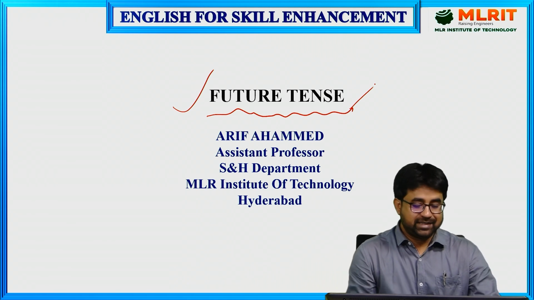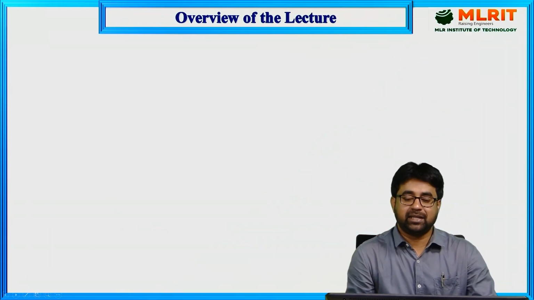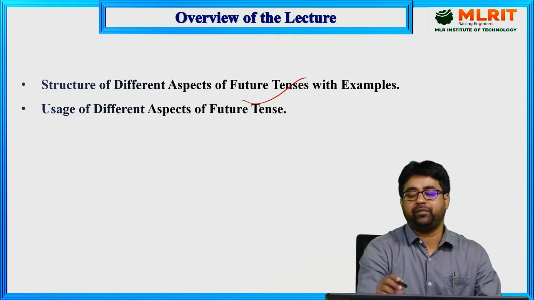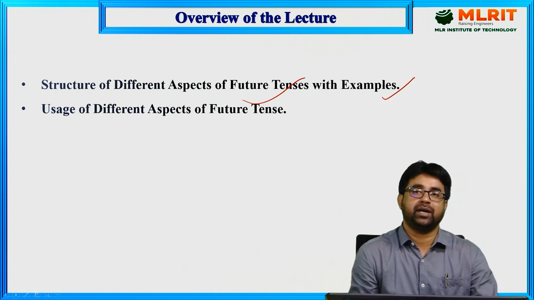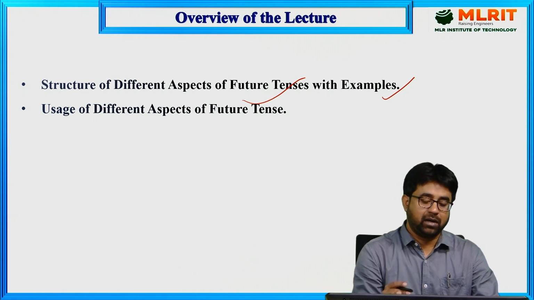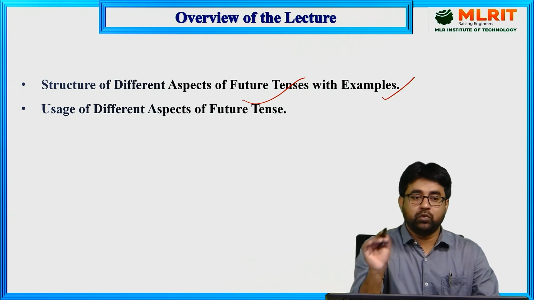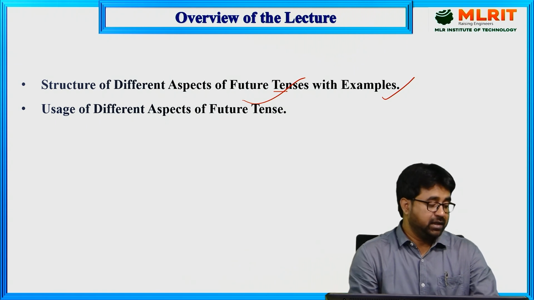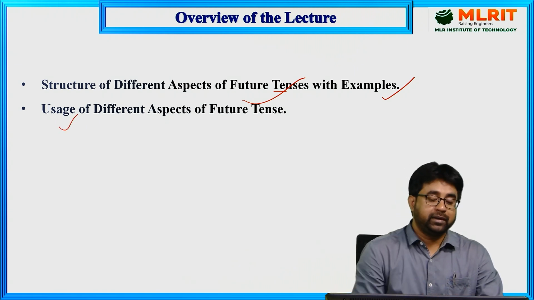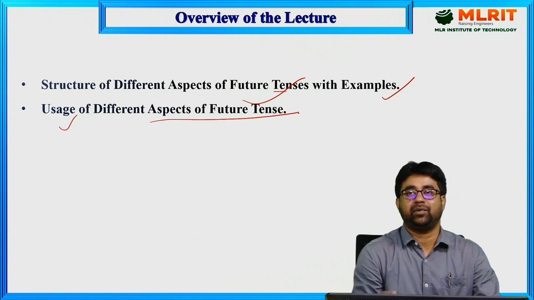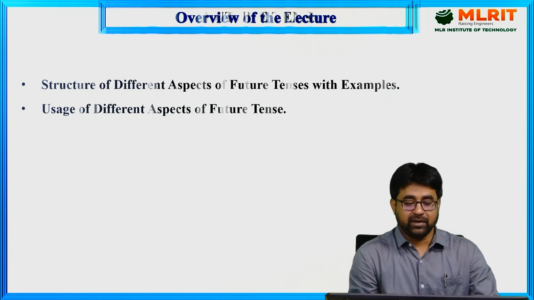So let's see the overview of today's lecture. What are the things that we are going to cover? Structure of different aspects of future tense. As usual, first we'll be talking about the different aspects of future tense and their structure, how to construct sentences in those 4 different aspects of future tense. And then we'll also be checking the usages of different aspects of future tense.